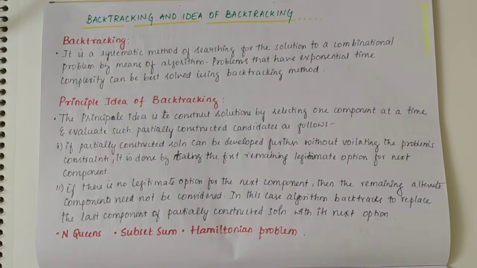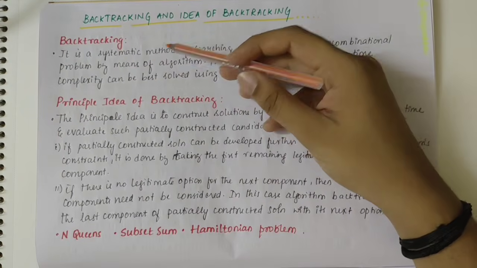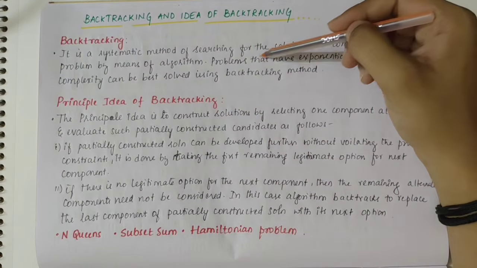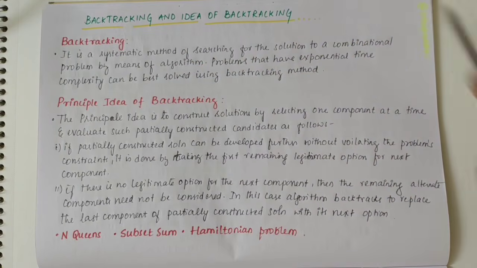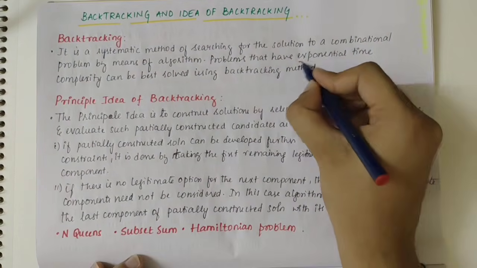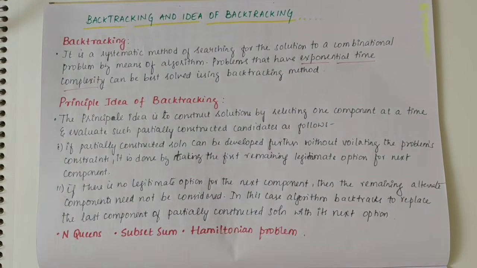Starting from the definition of backtracking, it is a systematic method of searching for the solution to a combinatorial problem by means of an algorithm. The problems that have exponential time complexity can be best solved using the backtracking method. So these two are the important things: exponential time complexity problems, and a systematic method of searching the solution to combinatorial problems by means of an algorithm.